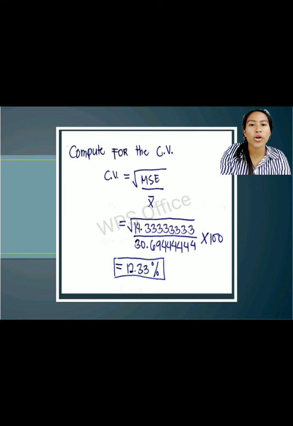Next, to compute the coefficient of variation, or the CV, we have CV equals the square root of the mean square error, or MSE, divided by the mean, then times 100. So that equals 14.3333 divided by 13.69444 times 100 equals 12.33%. That is our CV.